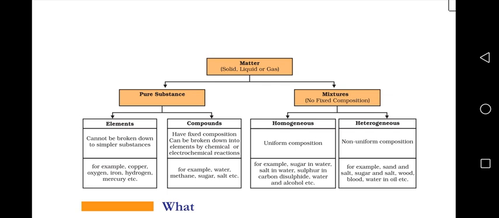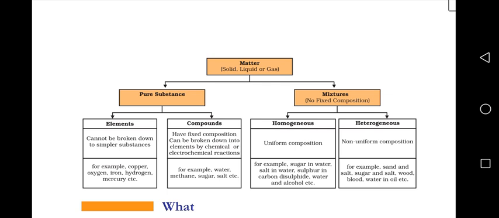Now if you come to the mixture side, there are two types of mixtures. One is homogeneous and one more is heterogeneous. The mixture which has a uniform composition, we call it a homogeneous mixture, and the heterogeneous mixture is the mixture which has a non-uniform composition.